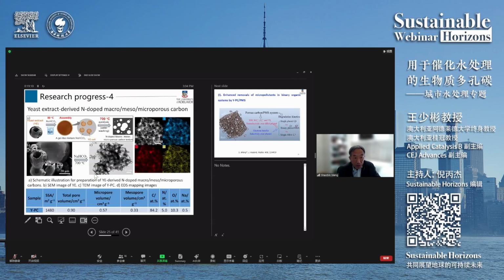And later on, we tried to do more research to look at other biomass. And in this case, we use a natural product, which is yeast, because yeast actually has a large amount of protein, which is related to nitrogen.